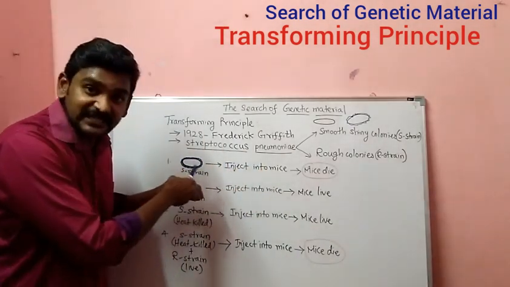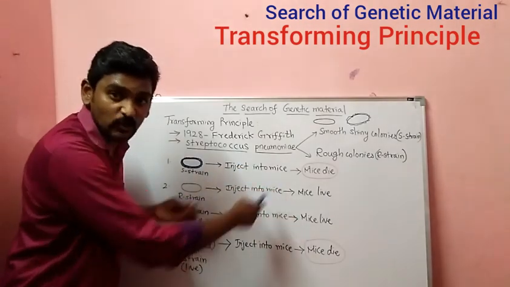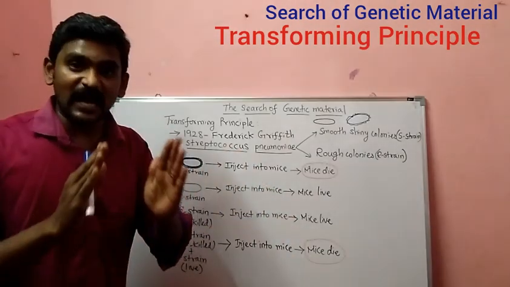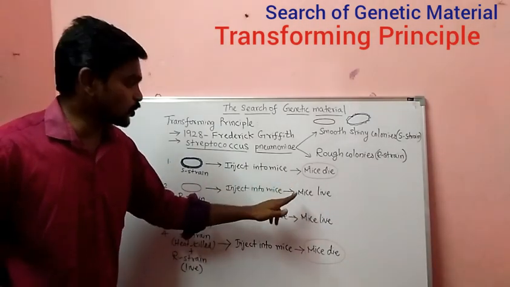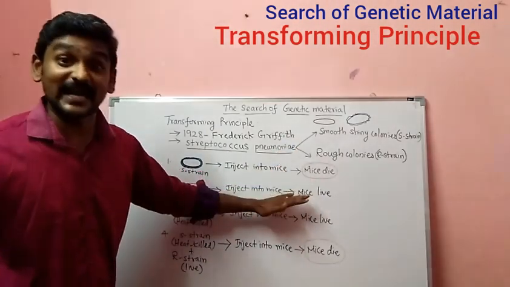So when we are injecting this R strain into the mice, what will happen? The mice will be alive. It will not die because it will not cause the disease to the mice. So the mice is alive. So this is the second case.